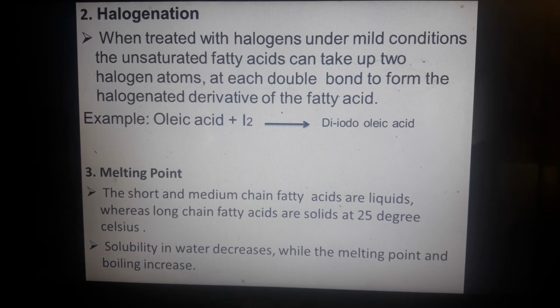Solubility in water decreases while melting point and boiling point increases. Okay, so sa tubig, decrease ang solubility niya because oil and water are immiscible, while melting point and boiling point increase. So kung melting point niya, usually increase ang temperature. Okay, so kung mag-solidify naman siya, that is decrease in temperature.